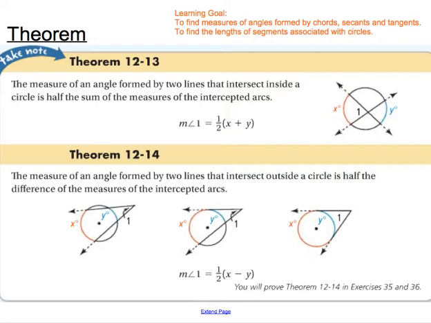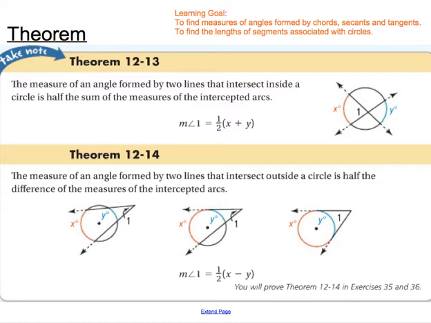So, the different ways that lines can intersect with a circle. They could intersect inside the circle, which is what we saw in theorem 12.13. We could have two secant lines that intersect outside the circle, in which case we're going to cut off two different arcs. We could have a secant line and a tangent line that intersect outside of the circle, in which case we'll get these two arcs, x and y. And then finally we have two tangent lines that intersect outside the circle. One of the things that I like to tell students to remember is when they intersect inside the circle we add, and when they intersect outside the circle we subtract.